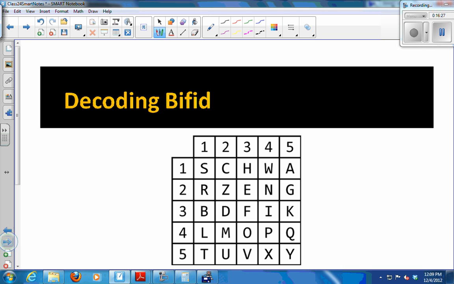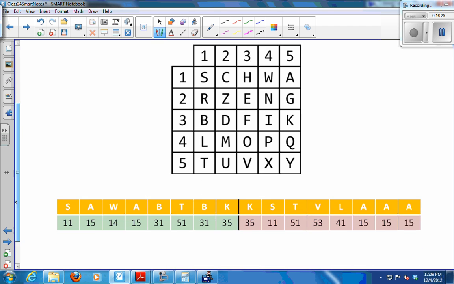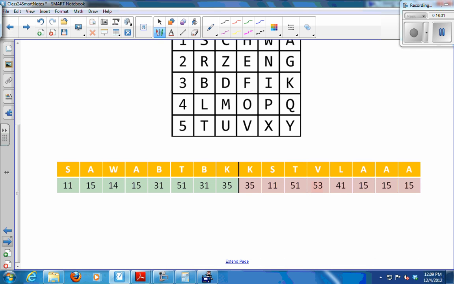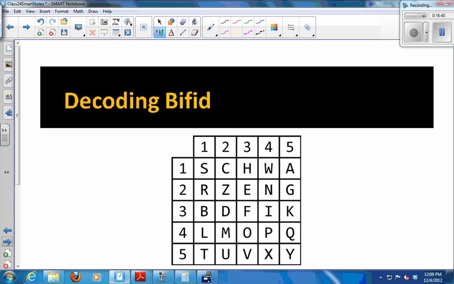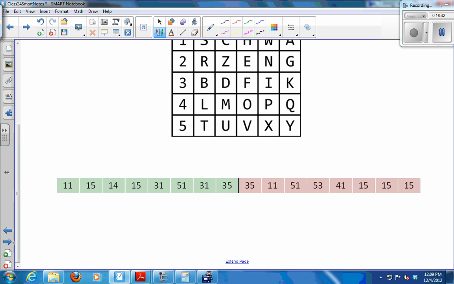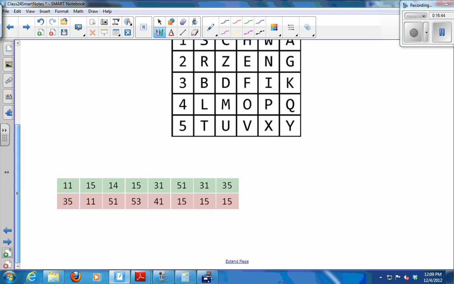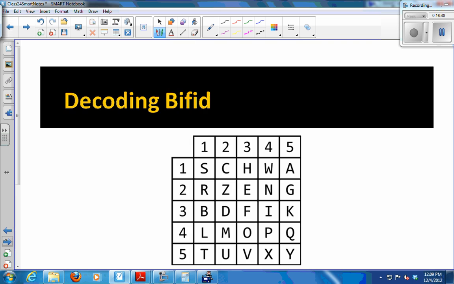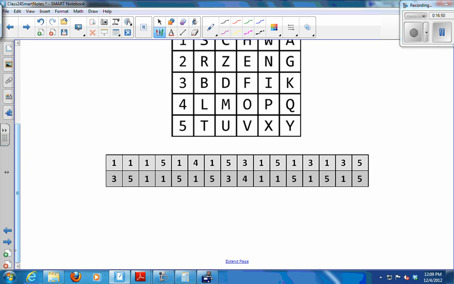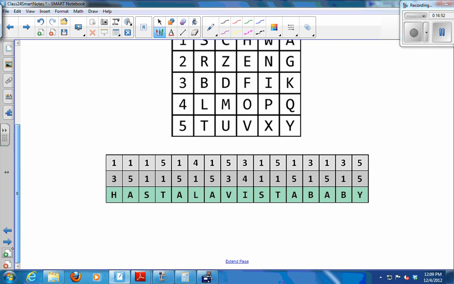So just to review what we did, right, to decode the Bifid, we wrote down the row column all horizontally, break it in half, move the right half under the left half, then read them down vertically, row column vertically. And you get hasta la vista, baby.